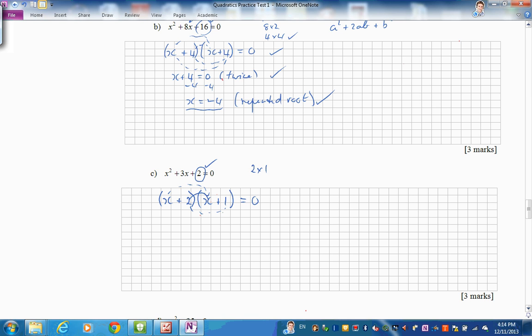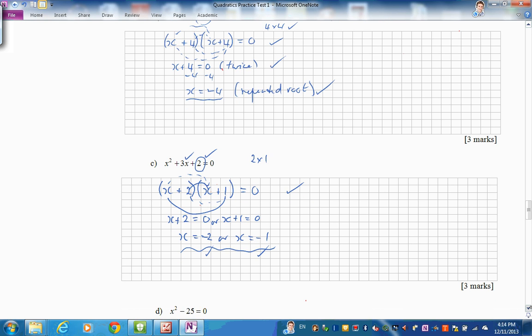We also have 2x and 1x, which adds to 3x. So we've got our factored form. Now we want to solve the equation. The two factors multiply together to give 0, so either one or the other must be 0. Therefore x is neg 2, or x is neg 1. Same again, so 1 for the factorisation, and then 1 each for the two answers there. Okay, how are you doing? Let's go on, nearly there.